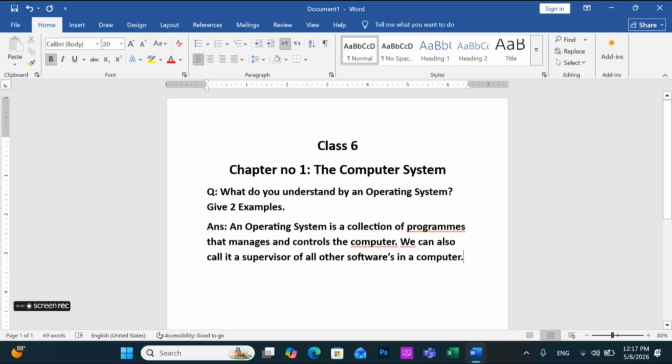So there are some examples, like Windows. Windows is an operating system. Mac OS. Mac OS means Mac operating system. Android, etc. Okay, so these are some examples.